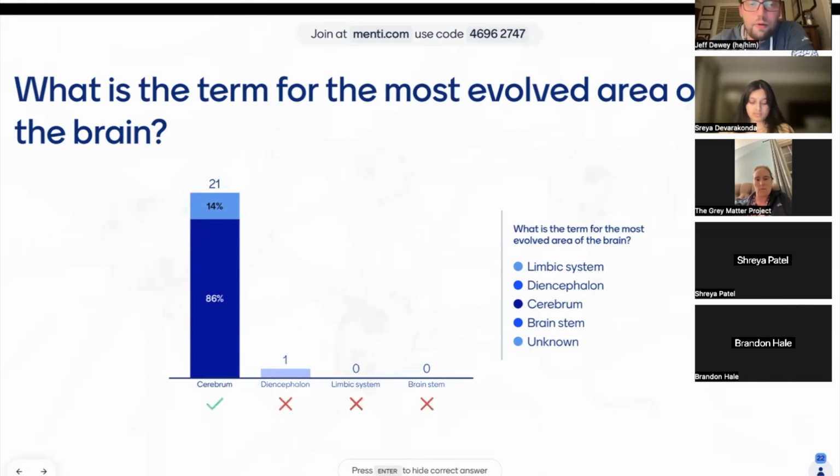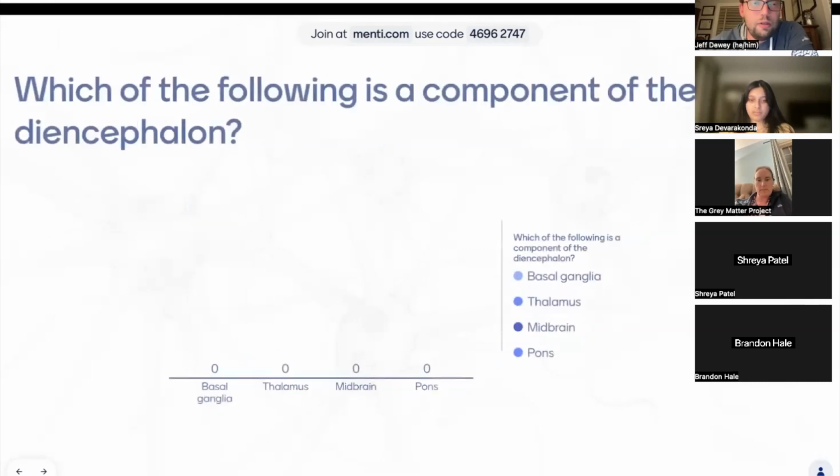You're correct. It is the cerebrum. Which of the following is a component of the diencephalon?